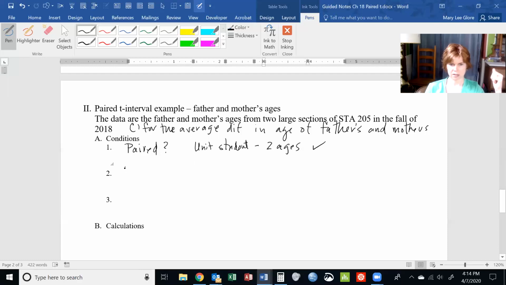The next one is the independence or randomization condition. All right, so I have to think about what my population is. My sample is a bunch of Stat 205 students. So maybe my population is either all NKU students or all Stat 205 students, or basically all the kinds of students that take Stat 205. There's a lot of different kinds of students there.